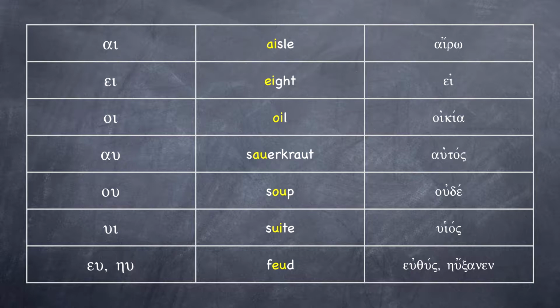The final three diphthongs are not quite as common, but you need to know them. Upsilon iota is pronounced "we," as in "sweet," and so the Greek word is pronounced huios. Notice that's the rough breathing over the iota. Huios. And then the last two diphthongs, epsilon upsilon and eta upsilon, are pronounced "u," as in "feud." So the Greek words are pronounced euthus and euxanin.